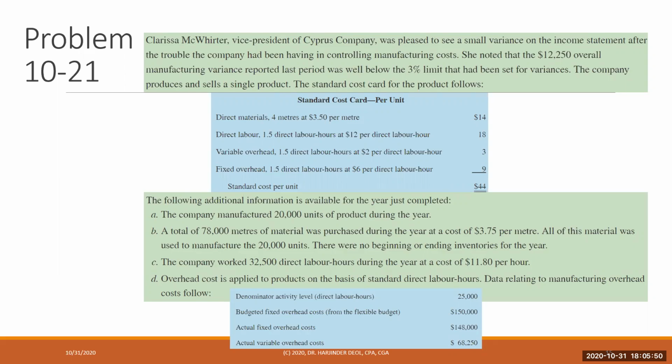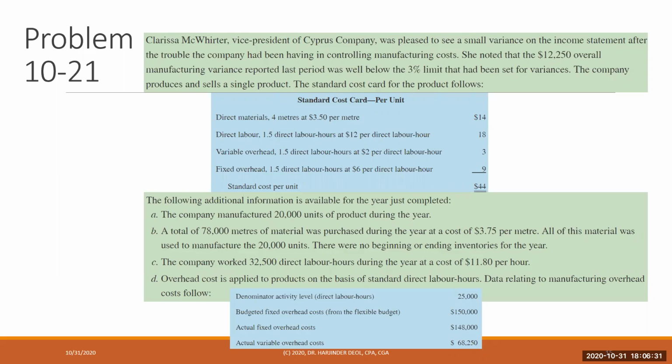The product per unit of the product needs direct materials, 4 meters, and the standard price is $3.50 per meter, giving us $14 for each unit of product for direct materials. Direct labor, 1.5 direct labor hours ought to be required, and the standard rate is $12 per direct labor hour. 1.5 times 12 is $18 per unit of product. Similarly, there's numbers given for variable overhead and fixed manufacturing overhead, giving us a total standard cost of $44.